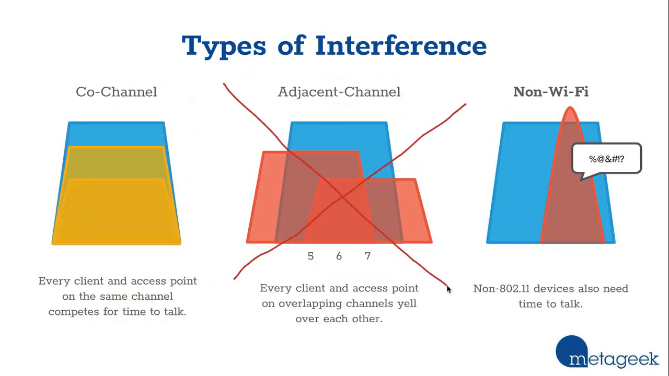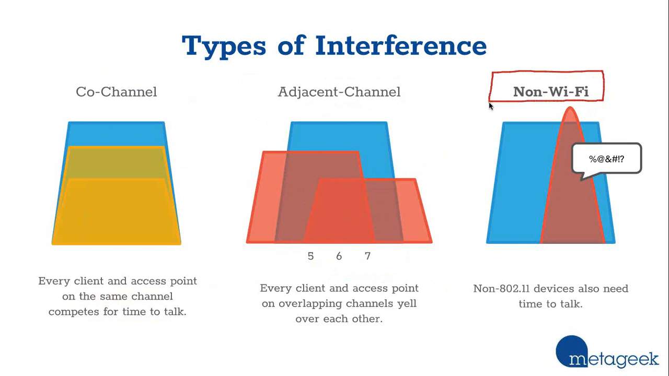If we all use channels 1, 6, and 11 everywhere all the time, then adjacent channel interference would go away and we would never have that problem ever again. Now, the third type of interference that we have to watch out for, and that's going to be the main focus of this webinar, is non-Wi-Fi interference.